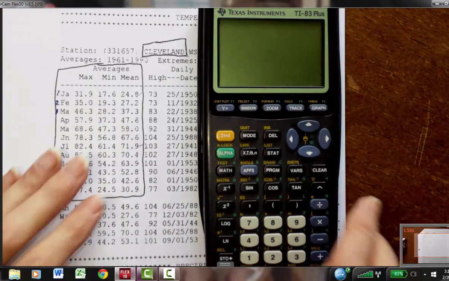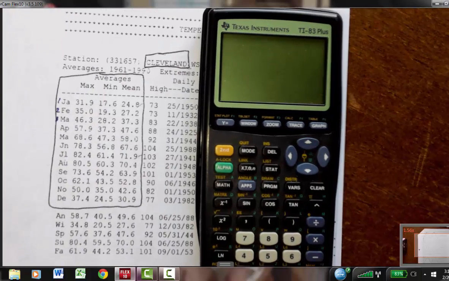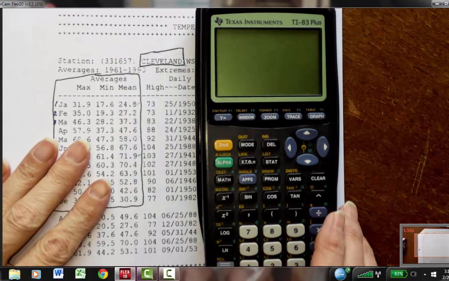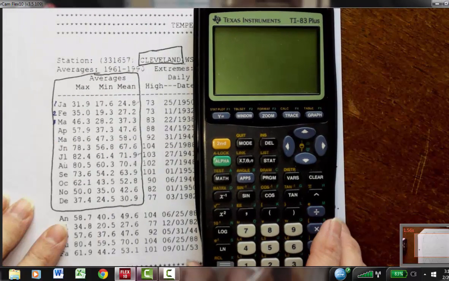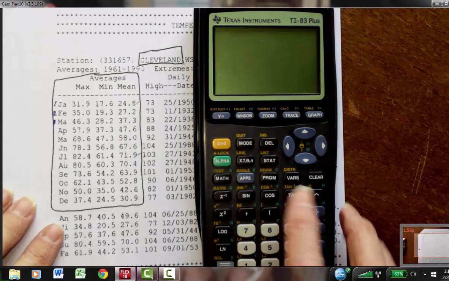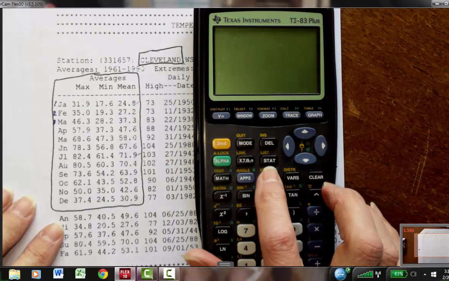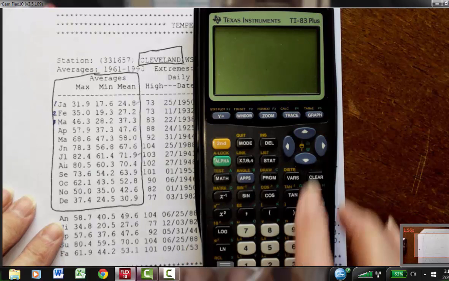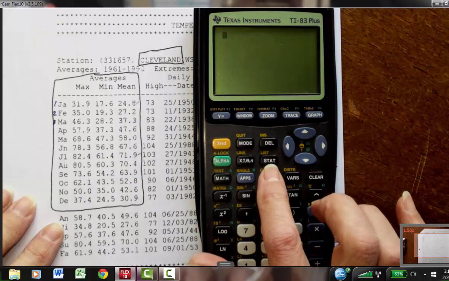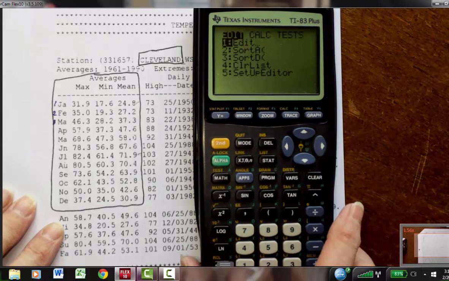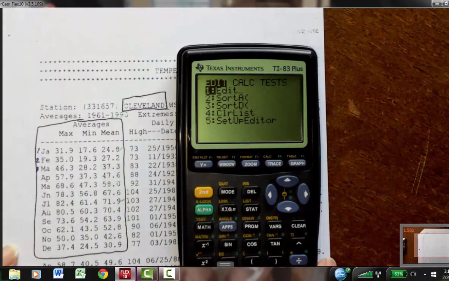There we go. So when I go to use my calculator to enter these values, the first thing I need to do is go to my statistics plotting system here, and that's this button right here where it says STAT. So I'm going to push my calculator on. I'm going to push STAT, and you're going to see this come up.